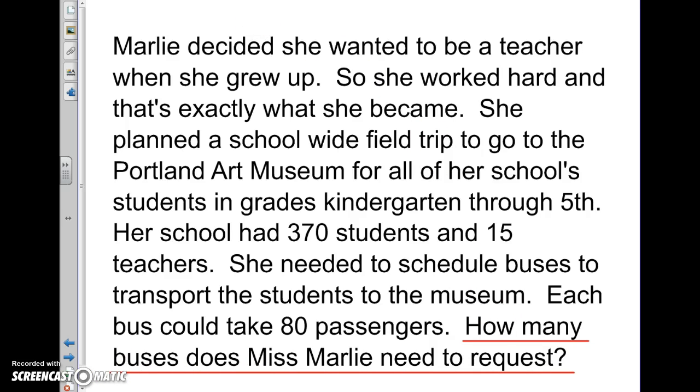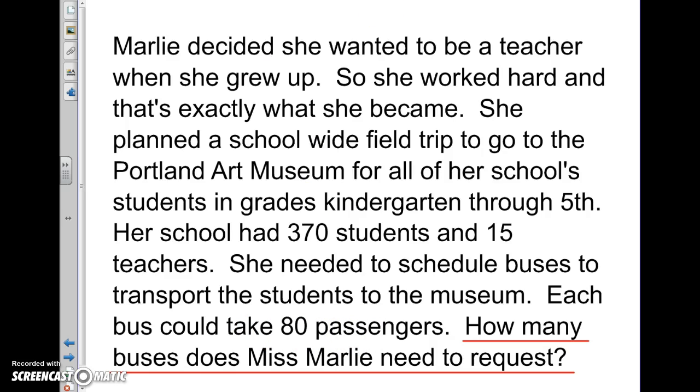And this is so important that we look at the question first, because that's going to help us decide what the important information is, so we don't ever start working with numbers that aren't necessary in solving the problem. So, in order to find out how many buses Miss Marley needs to request, we need to know how many passengers there are, and we need to know how many passengers can fit on one bus.